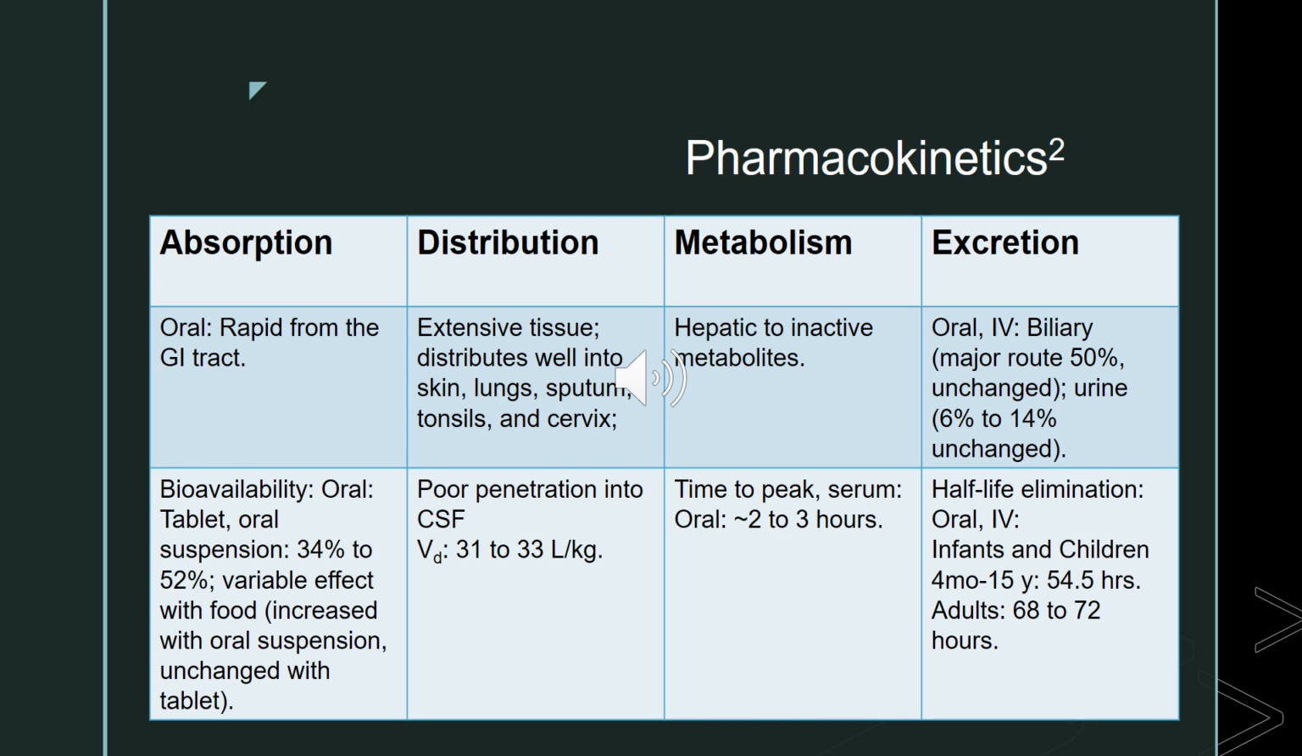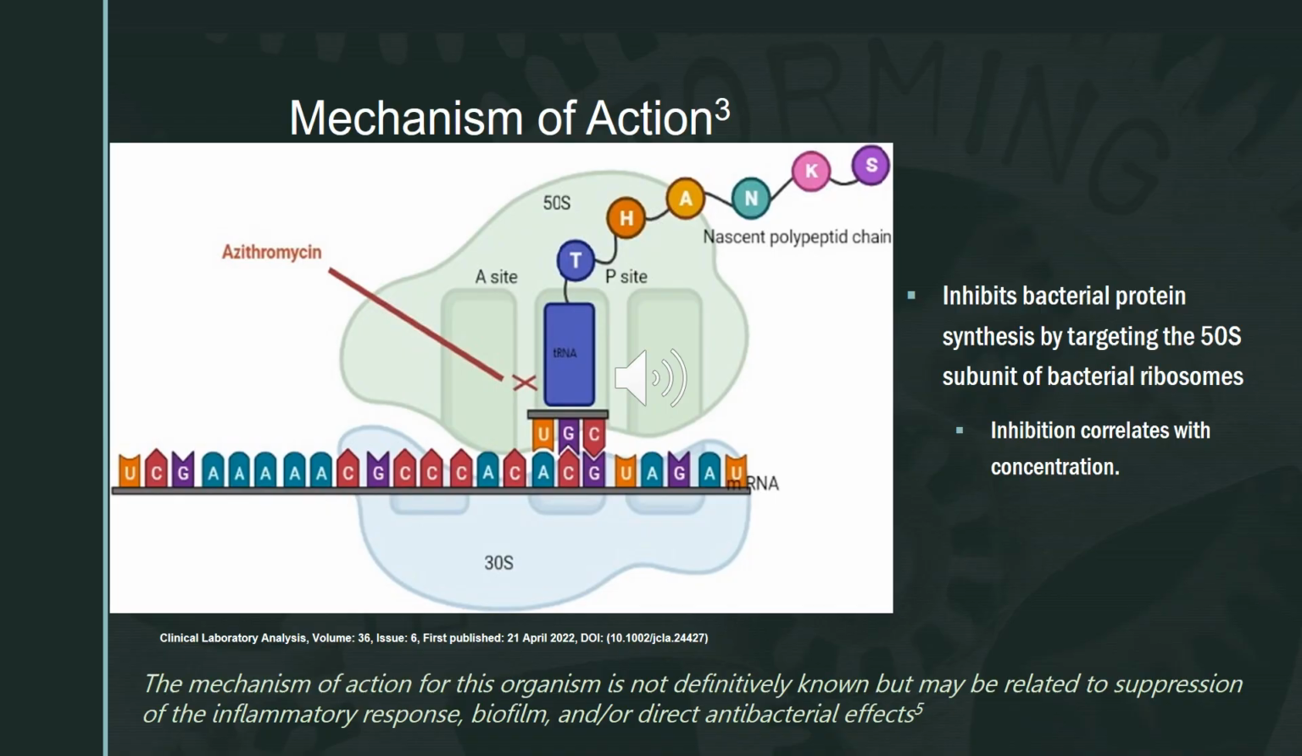And since it is a newer macrolide, azithromycin is more stable in acidic conditions when compared to erythromycin, its predecessor, and it provides better oral absorption, better tolerance, and pharmacokinetic properties. The mechanism of action of azithromycin is not definitively known, but may be related to the suppression of the inflammatory response, suppression of biofilm production by bacteria, and or the direct antibacterial effects that it can produce.